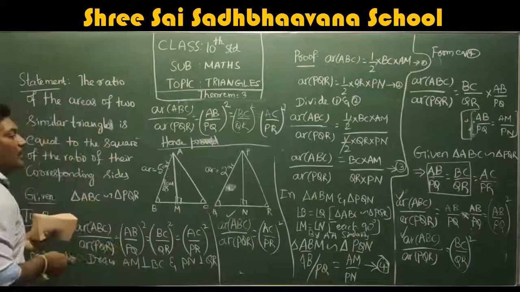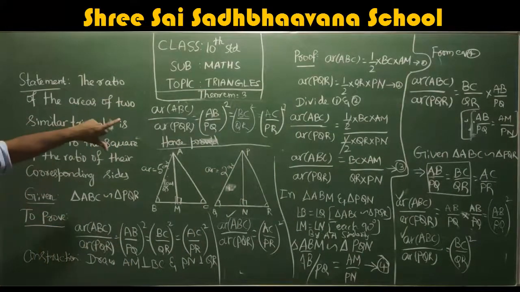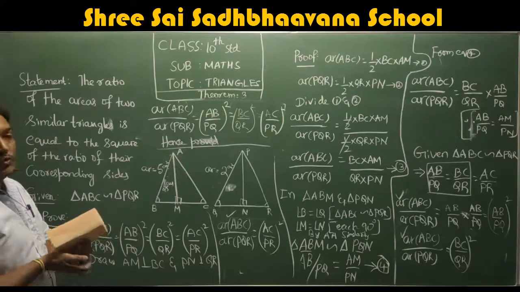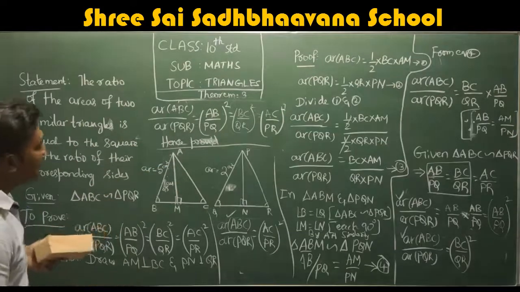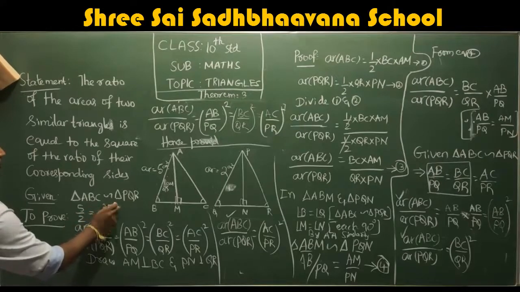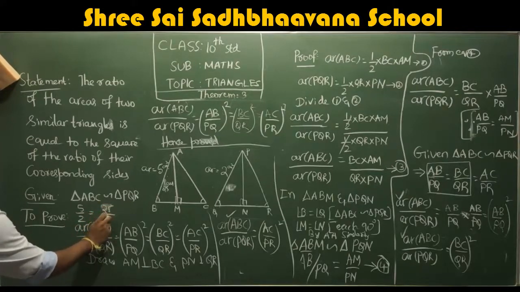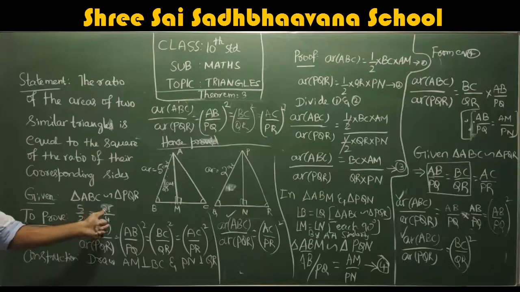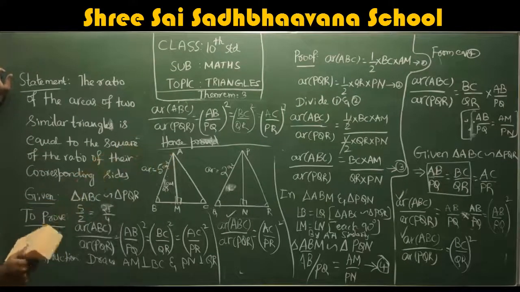It will be easy. So what I am doing here: area of triangle ABC is how much? 5. Area of triangle PQR is how much? 2. Correct? According to this formula, what should come? 5 by 2 is equal to 25 divided by 4. Just look at this. 5 by 2 is exactly the square of this one. So 5 square, 25; 2 square, 4. It means this area ratio is always the square of the ratio of the corresponding sides.